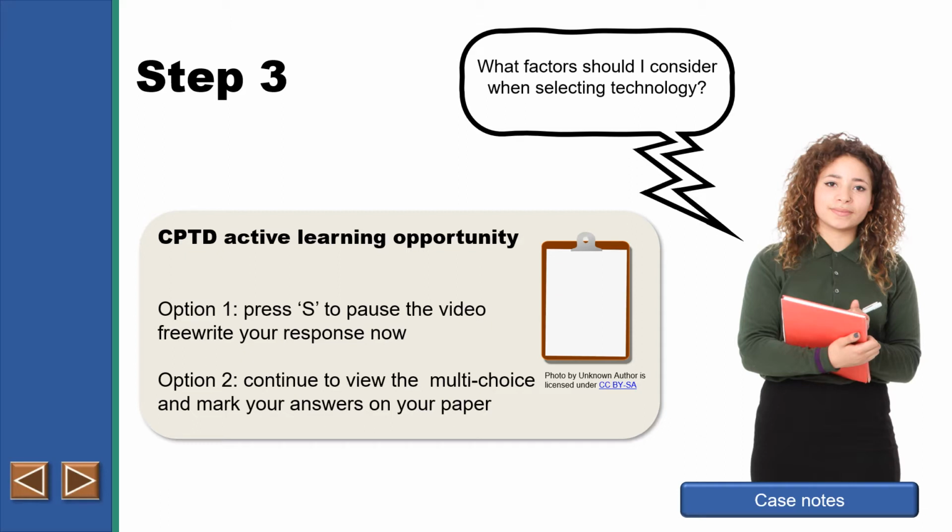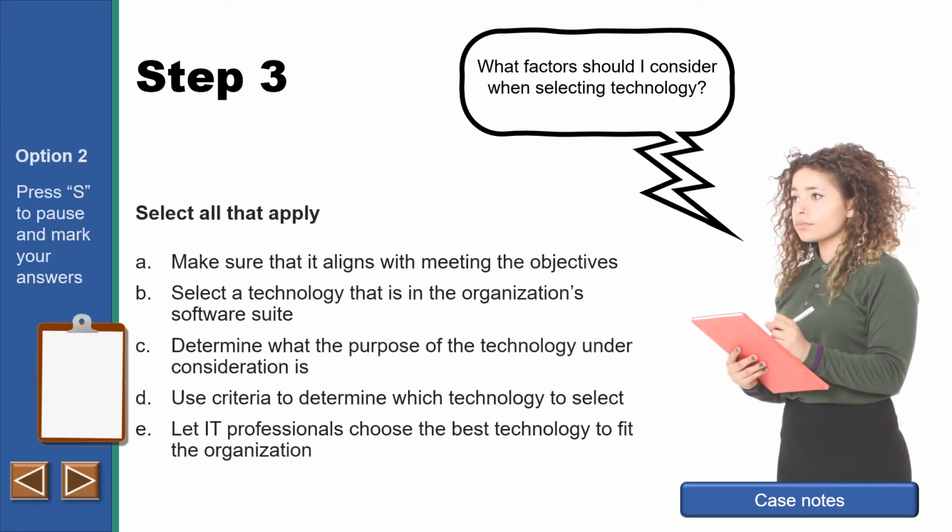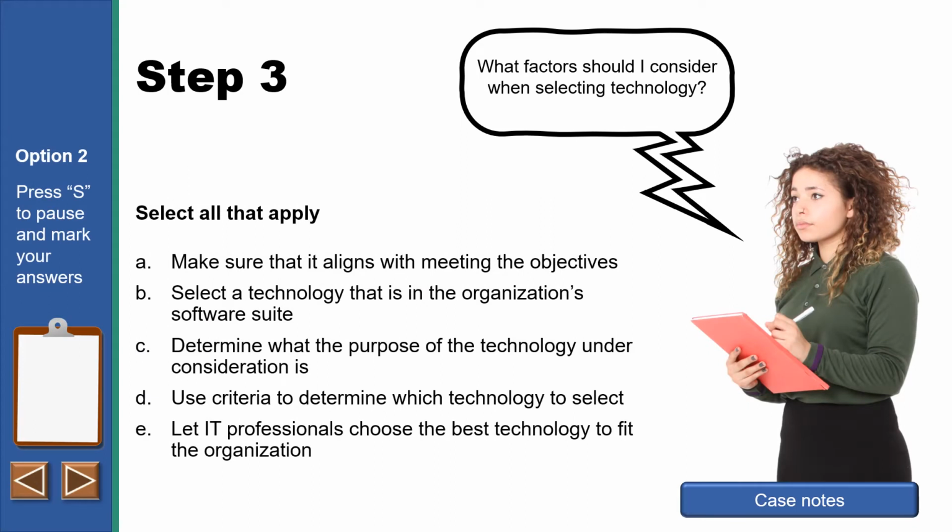For the third time in, so you can decide if you want to pause or continue. S is the shortcut again. I'll give you 3 seconds to decide if you want to pause and make your own choices.